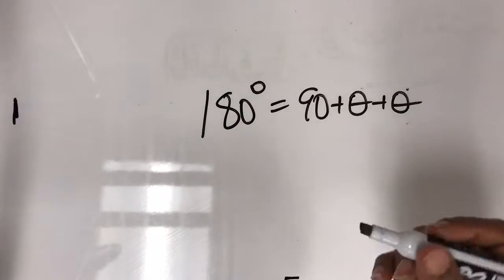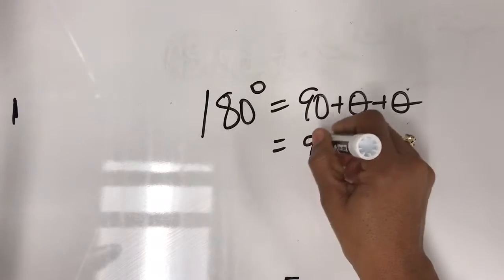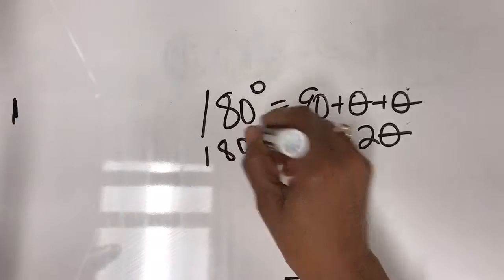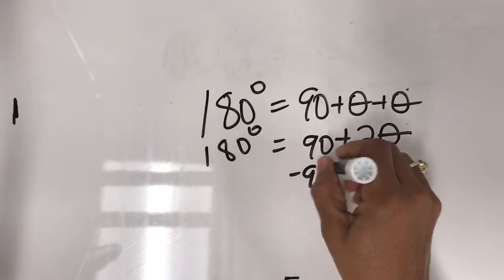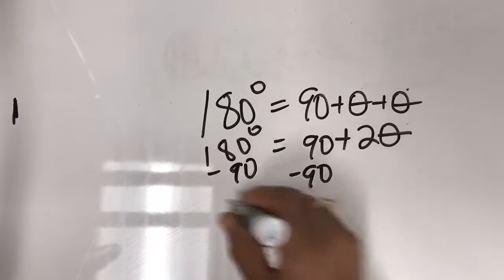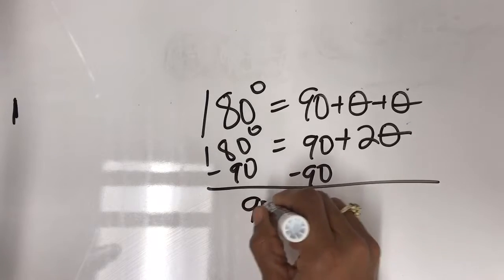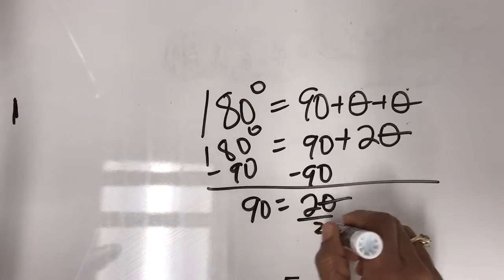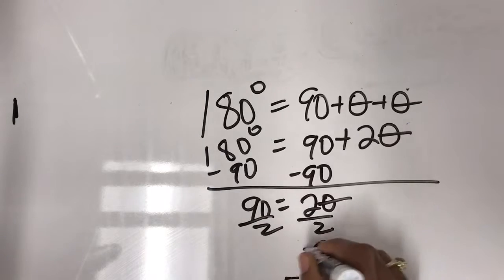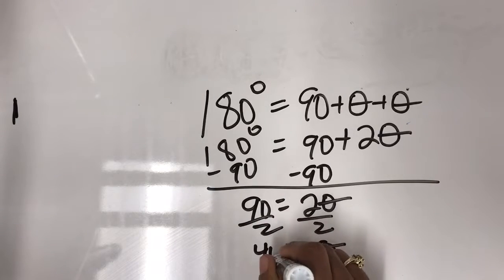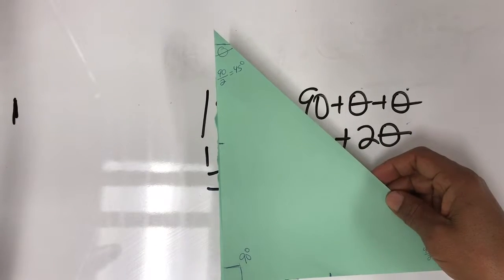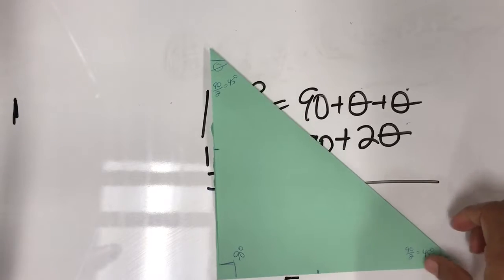Okay, so now we're going to do a little algebra 1. 90 plus 2 theta. I didn't do anything over here. Minus 90, minus 90. So now I have 90 equals 2 theta. And now I have to divide by 2. And theta equals 45 degrees. So that is the second way you know that this is a 45, 45, 90 triangle.